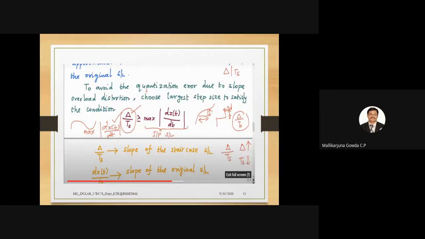So delta by Ts is the slope of the staircase signal, and d by dt of x of t is the slope of the original signal, right? So delta by Ts, the slope of the staircase signal, should be greater than the slope of the input signal. That's what I mean to say.